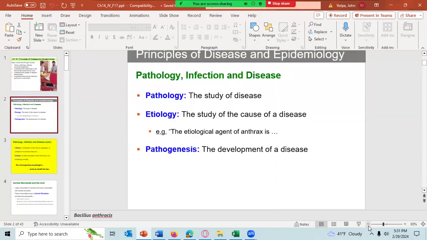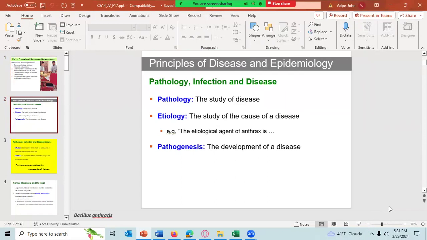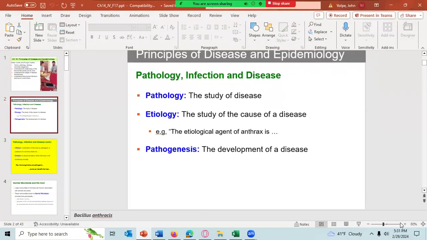All right. In the principles of disease and epidemiology, the first three terms you need to know are pathology, the study of disease, etiology, the study of the cause of a disease. For example, the etiological agent of the disease anthrax is Bacillus anthracis. Sorry, I was trying to remember the name of that. Bacillus anthracis causes the disease anthrax. Pathogenesis is the development of a disease.